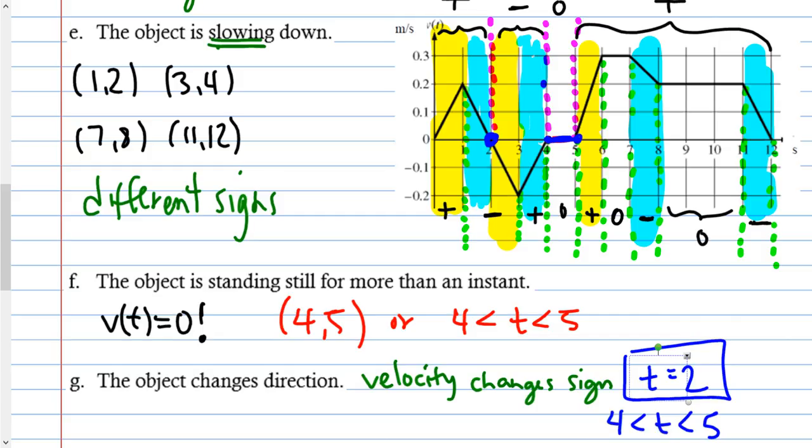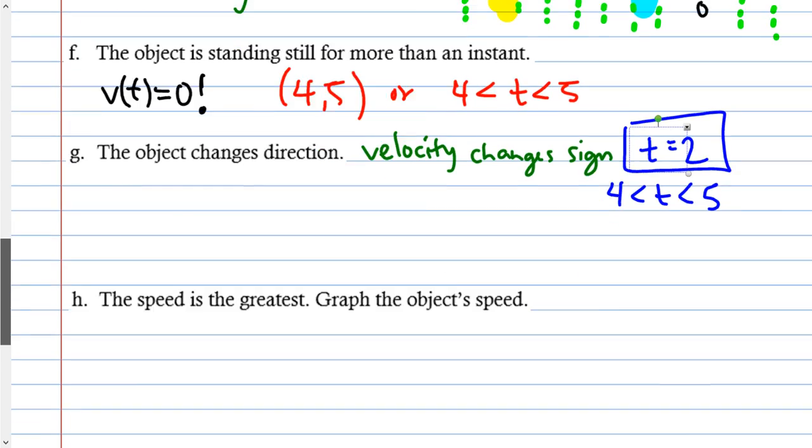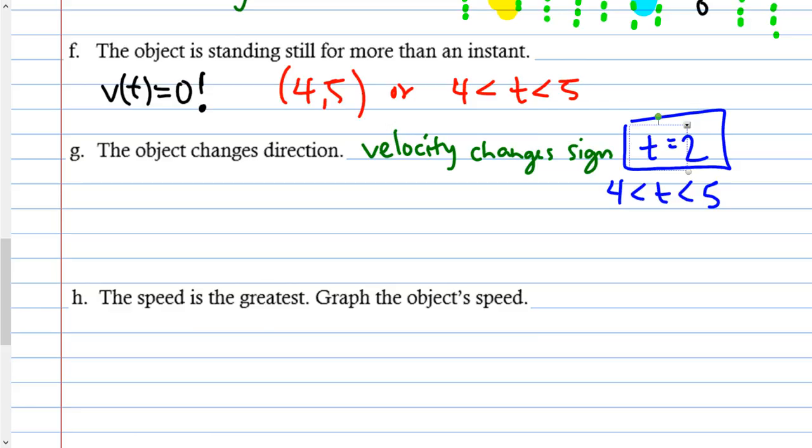All right, last part is the speed is the greatest. Graph the object speed. So I'm looking for when is the speed the greatest. Speed is going to be the greatest when the velocity, or the absolute value of velocity, is the greatest. Because remember, speed is the absolute value of velocity.